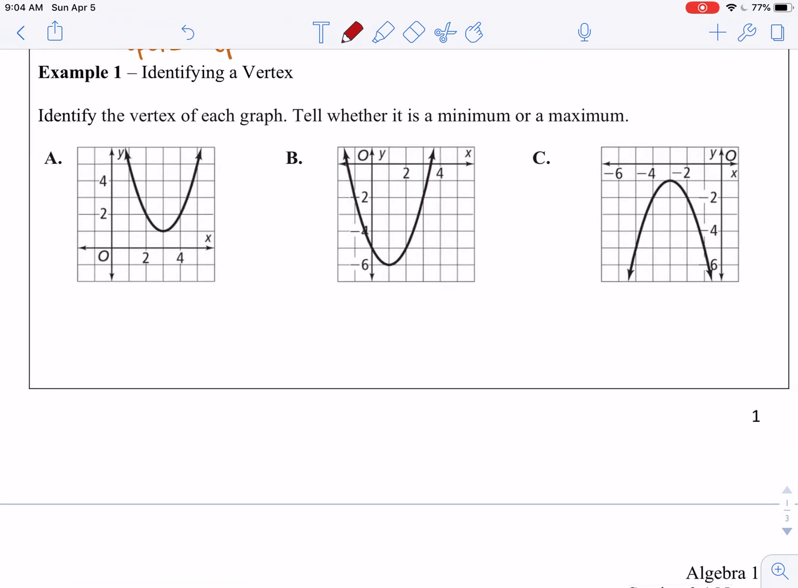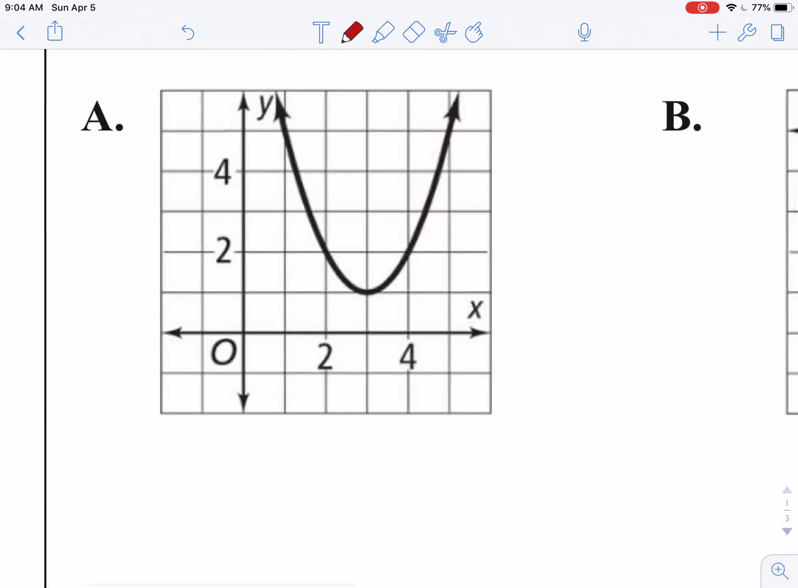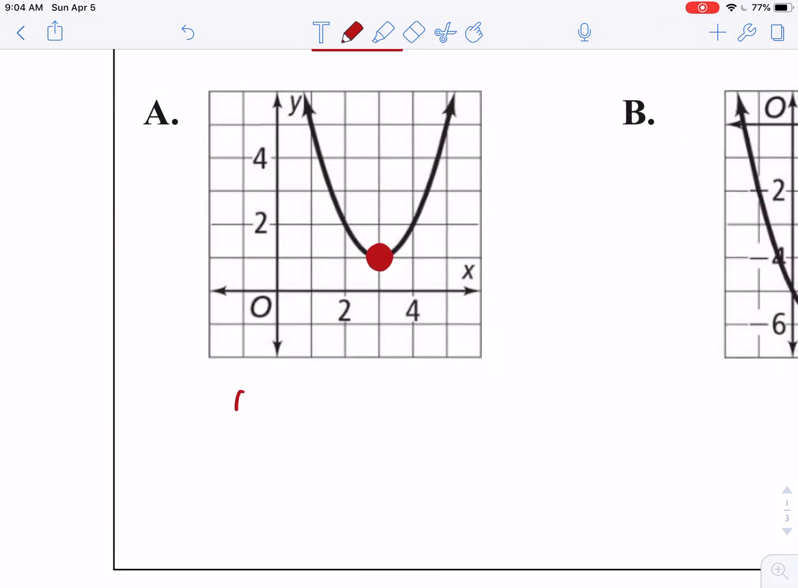So I have three graphs here, and let's identify where the vertex is. And we're going to say what its coordinates are and whether it's a minimum or a maximum. So on this graph right here, we have a vertex right here, and that is the point 3, 1. We say that is a minimum, because that is the lowest point on our parabola.